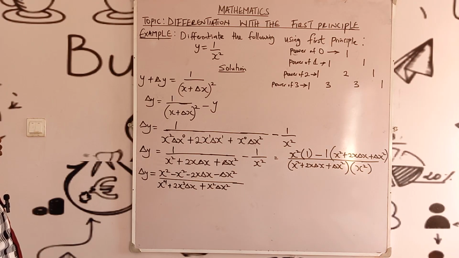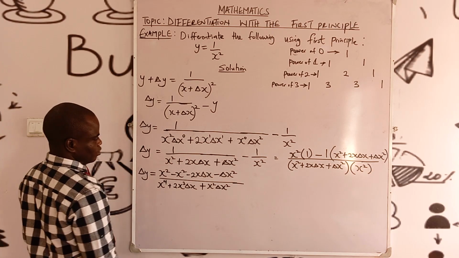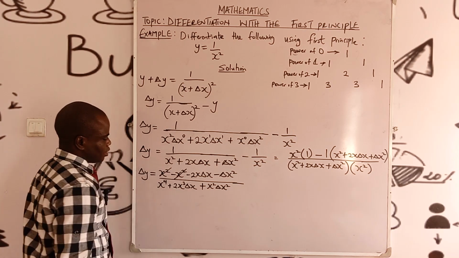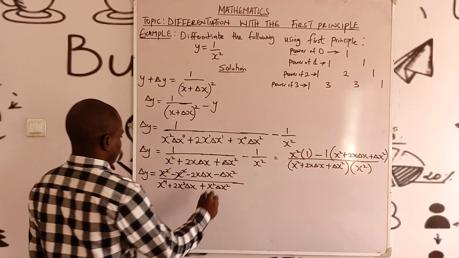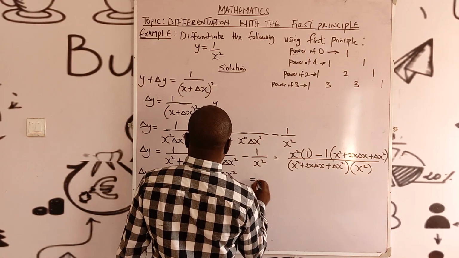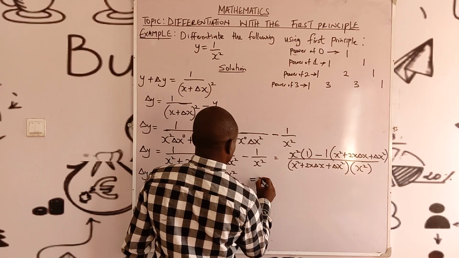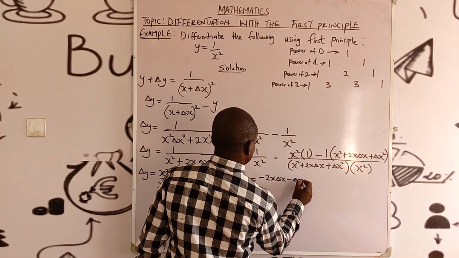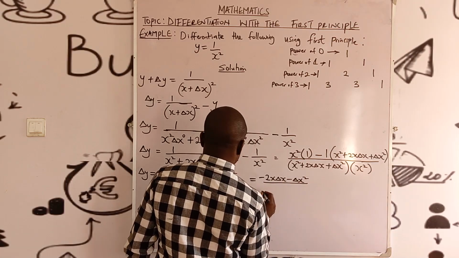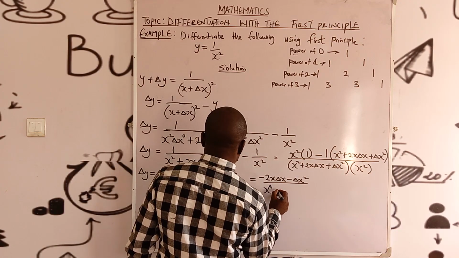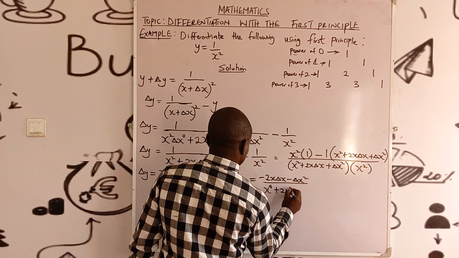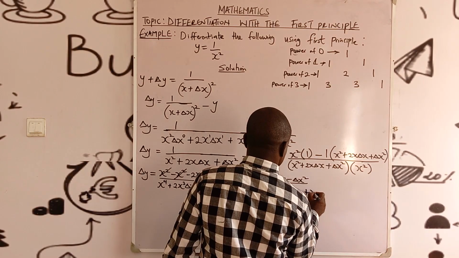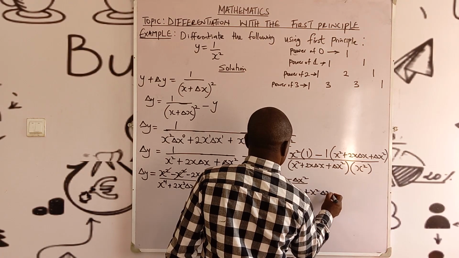Okay, now let's see what can cancel out. x squared cancels this. We are left with minus 2x dx minus dx squared over x raised to 4 plus 2x cubed dx plus x squared dx squared.